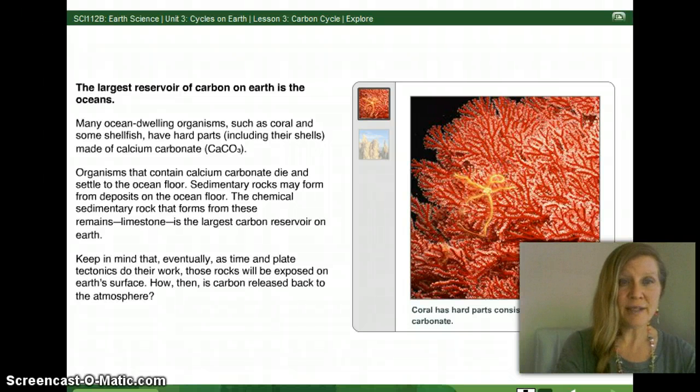Again, recall that ocean-dwelling organisms, such as coral and some shellfish, have hard body parts, and their shells are made of calcium carbonate. As these organisms die, they settle to the ocean floor, and sedimentary rocks may form from deposits on the ocean floor. And these chemical sedimentary rocks that form limestone are one of the largest carbon reserves on our planet.